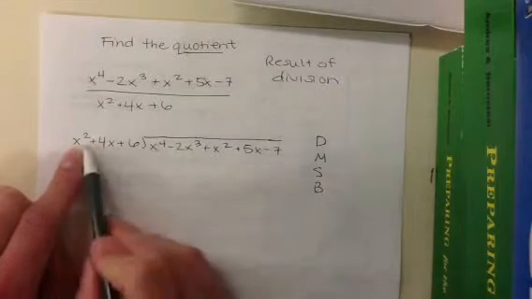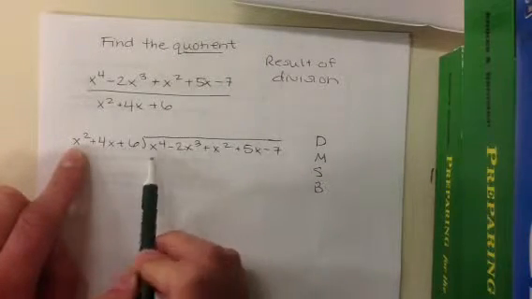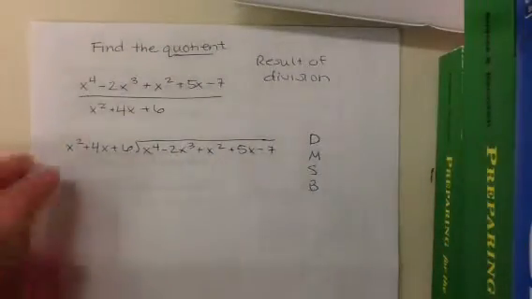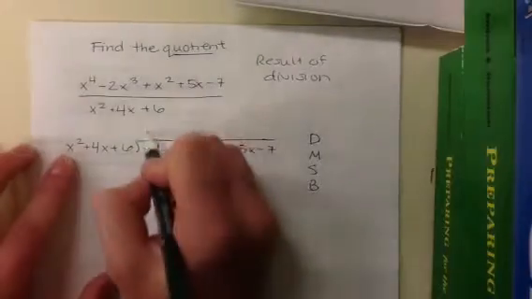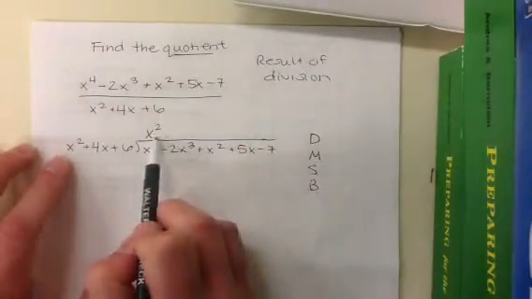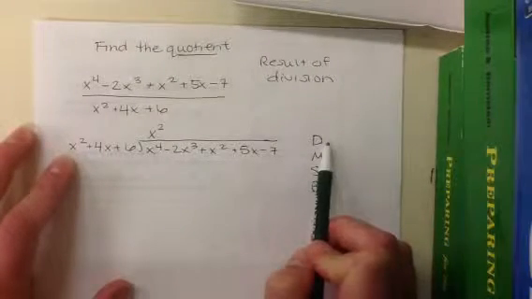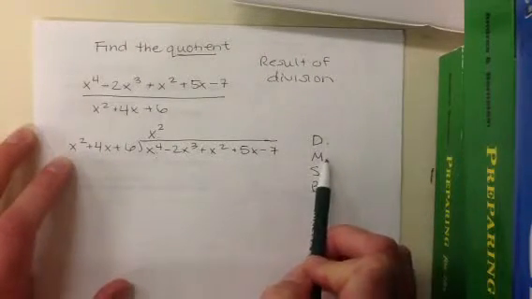X squared. How many times does x squared go into x to the 4th? X squared number of times. So x squared goes up here because x squared times x squared gives me x to the 4th. That's the divide step. Now I'm going to multiply.